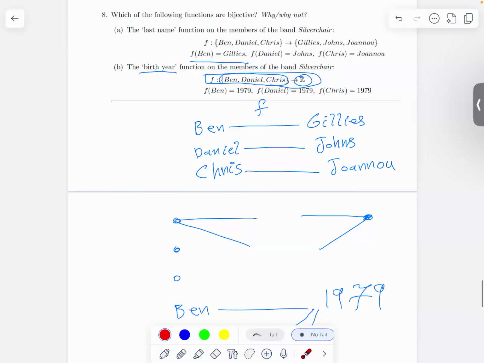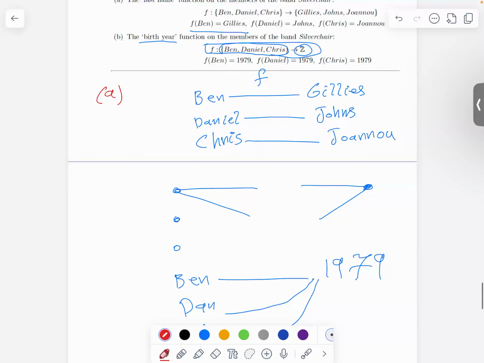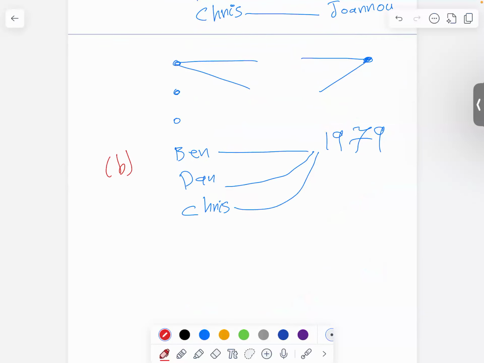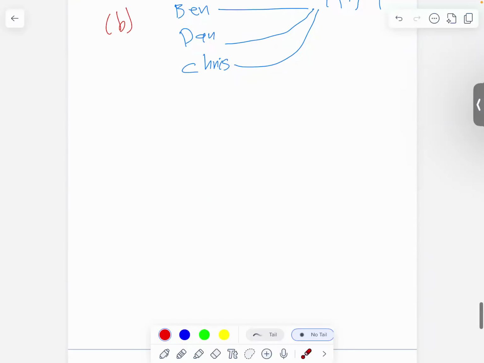All right. So part A here and part B here. If we see something like this one, it's not a function. If we see something like this scenario, it's not one-to-one. All right. Next things that we can talk about.